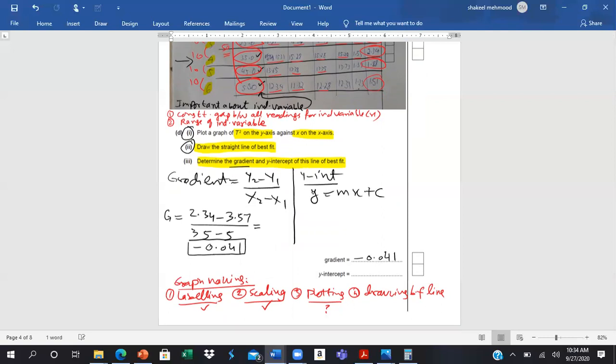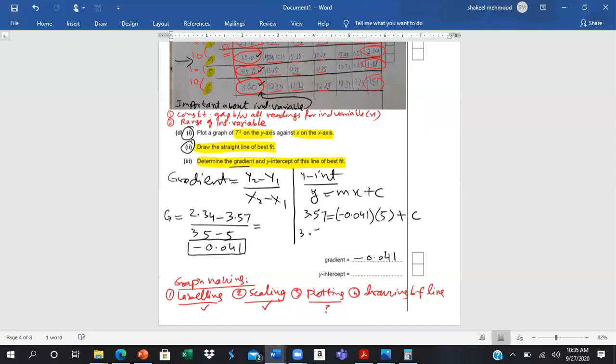You will always use this equation, right? Now you have to select any one point, so let me select the first point. For first point, what was the value of y? It was 3.57. Gradient you have already calculated, minus 0.041, m is gradient. And what is the value of x for the first point? It is 5, and plus c. So c is your y-intercept.